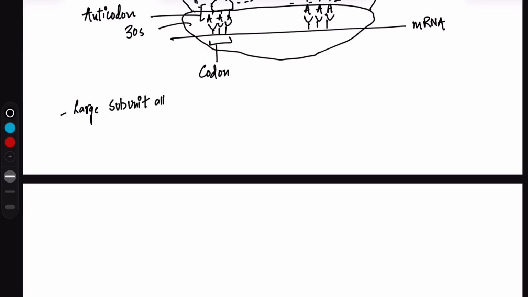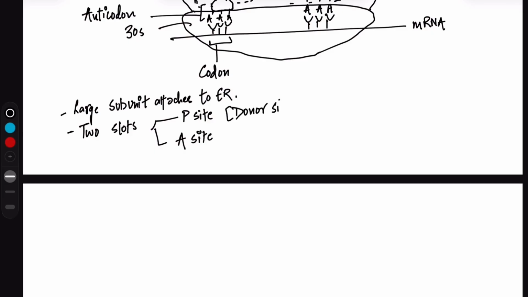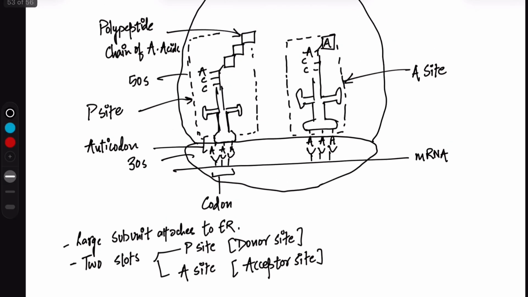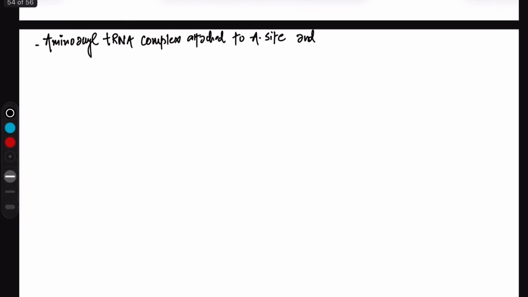Now the larger subunit, which is the 50S subunit, is the subunit which attaches to the ER, and it has 2 slots. The 2 slots are the P site and A site, which are the donor site and acceptor site. P site is the peptidyl site and A site is the aminoacyl site. Now, the aminoacyl tRNA complex is attached to the A site, and the tRNA which is carrying the polypeptide chain is attached to the P site.